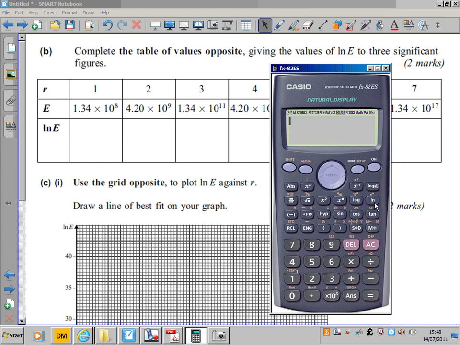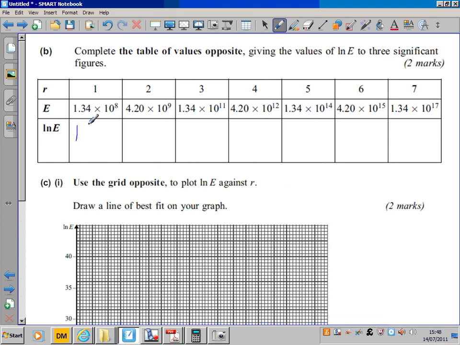So that means do, for example, ln of, now this number here is in standard form, which means we'll need to enter it into the calculator in standard form. So to do that, just write it really as it's written there. So ln of 1.34. Then we use this times 10 to the power of button. So times 10 to the power of 8. Okay, close bracket like so, press equals, and we get 18.7. So I write that in there, 18.7.